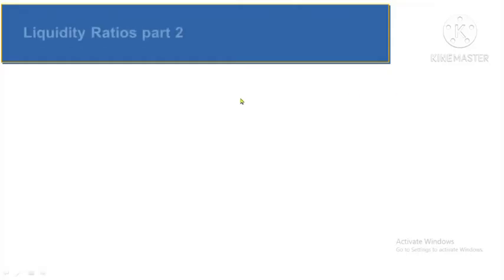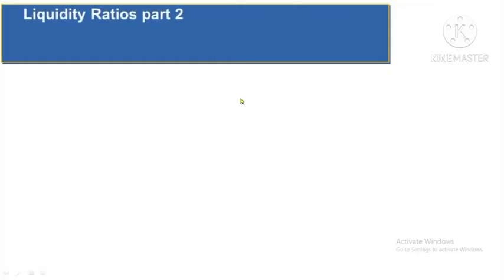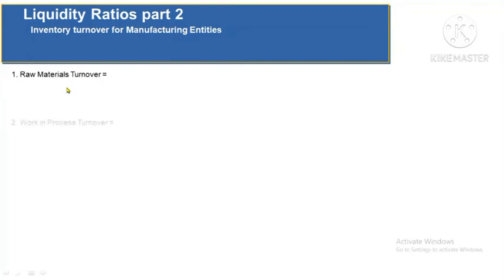Let's go now to liquidity ratios part 2. But first, let's answer the question, what if we're talking about inventory turnover for manufacturing entities? Of course, we know that there are 3 types of inventories in manufacturing entities, which is why we also have 3 types of turnovers. We have raw materials turnover, we have work in process turnover, and we have finished goods turnover. And of course, they have their own formulas.